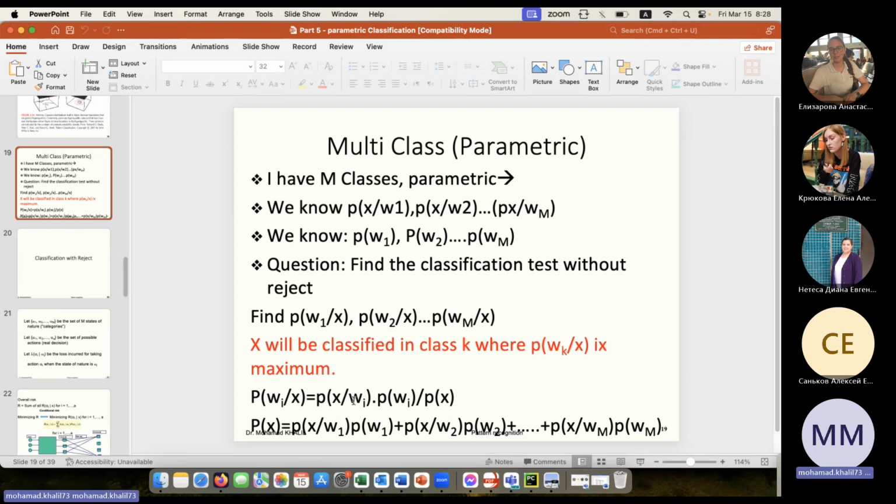And how can you estimate P(omega a|x)? It is estimated by P(x|omega a) P(omega a) over P(x). And what is the value of P(x)? P(x) is P(x|omega 1)P(omega 1) plus P(x|omega 2)P(omega 2) plus up to P(x|omega m)P(omega m). Okay, so this is what we have seen last time. So today we will apply this. Let's go.